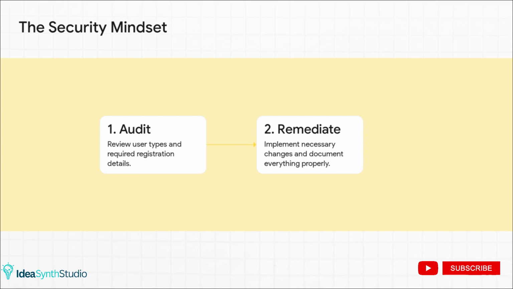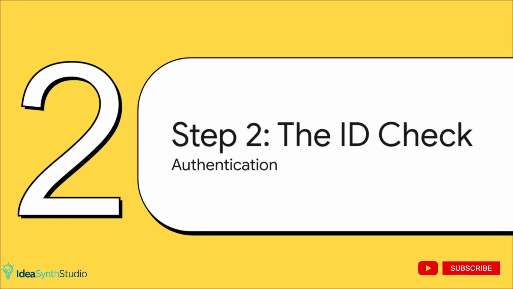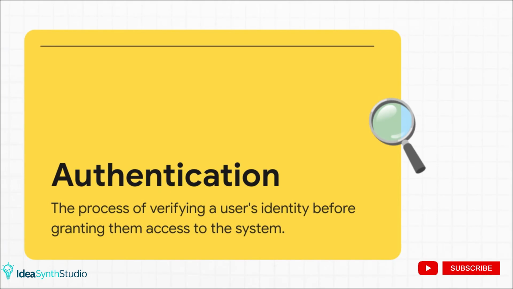It's a never-ending cycle. Okay, so someone shows up at the door. They say their name is on the list. The bouncer's next job is pretty obvious, right? They gotta prove it. This whole verification process has a name. It's called authentication. It is the digital version of a bouncer taking your ID, looking at the photo, and making sure it's actually you standing there.